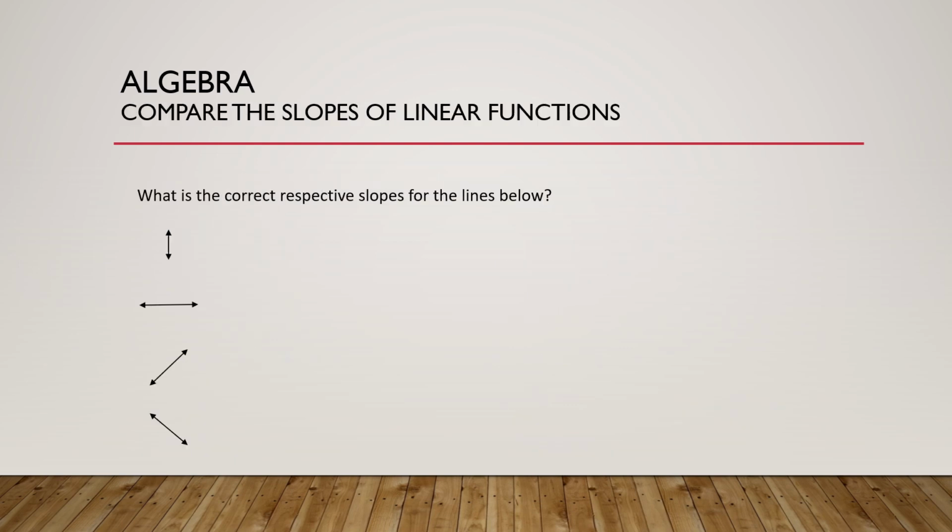What are the correct representative slopes for the lines below? The vertical line represents an undefined slope. The horizontal line represents a slope of 0. The slope that is moving up from left to right is a positive slope, and a slope that is moving down from left to right is a negative slope.